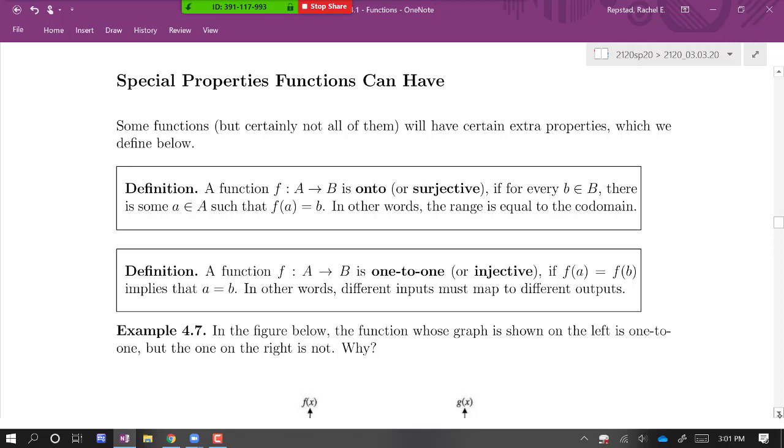So what onto means is that the range is equal to the codomain. That means everything in the codomain gets hit. It doesn't just map into a set, it maps onto the set, right? It covers everything.